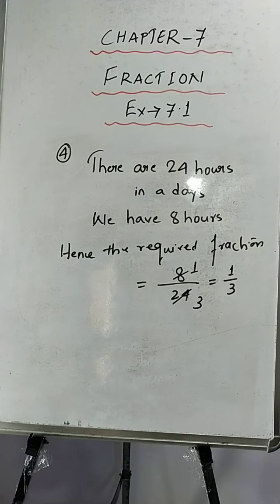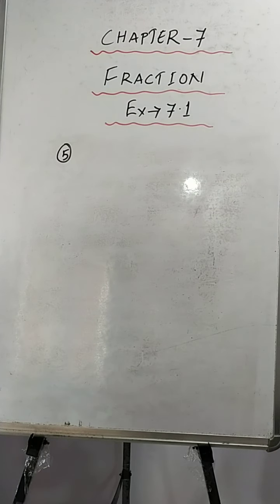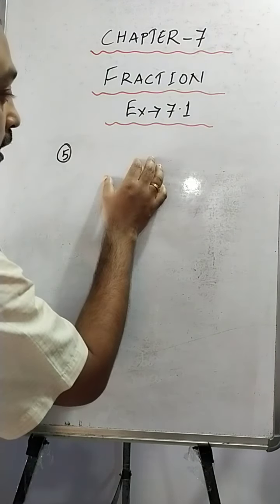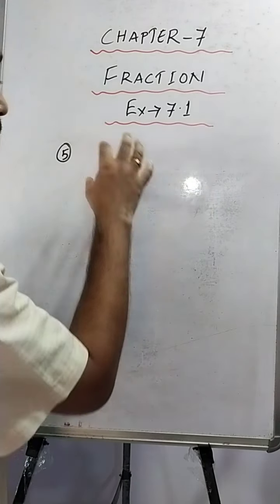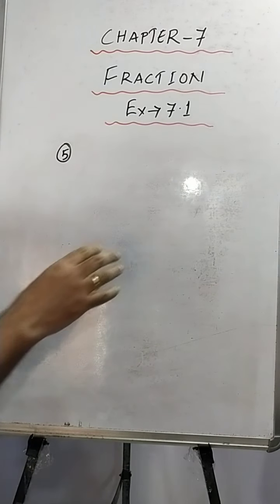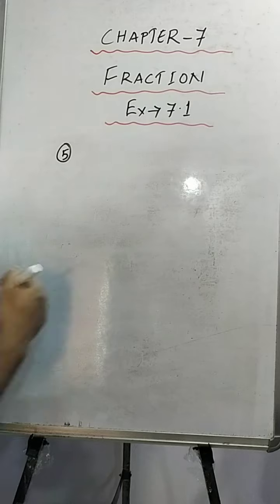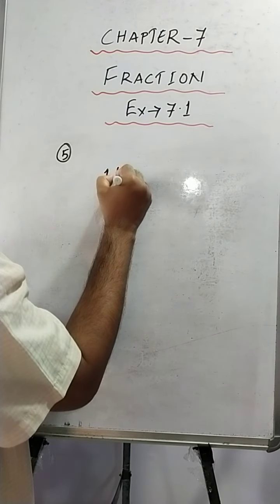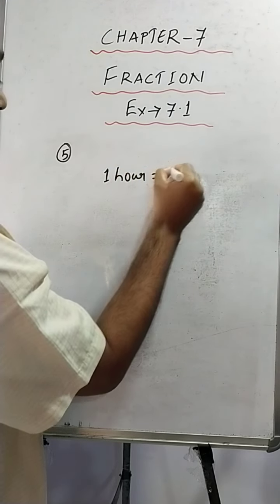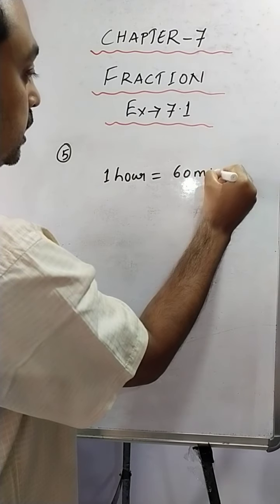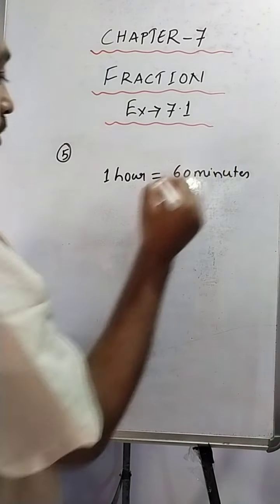Now let's move on to sum number 5. In question number 5, we have: what fraction of an hour is 40 minutes? That means we have to convert the hour into the minute form. Fine. So what fraction of an hour is 40 minutes? So we know that 1 hour is equal to 60 minutes, isn't it?